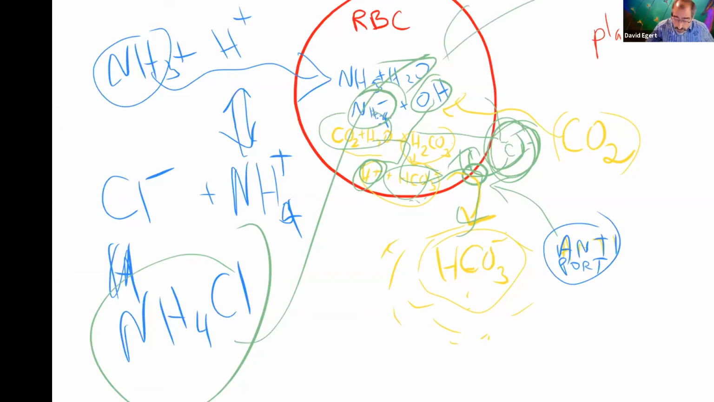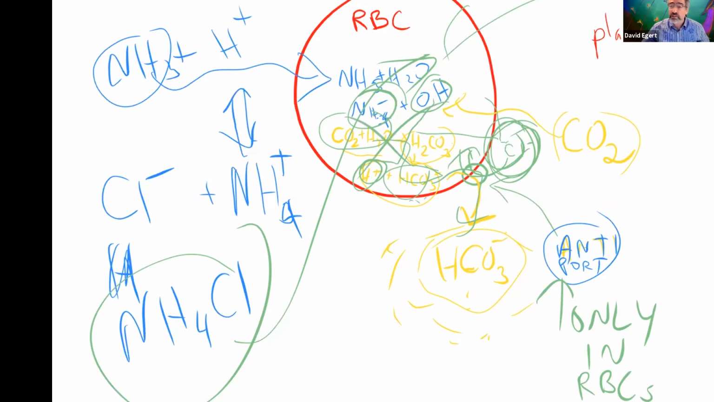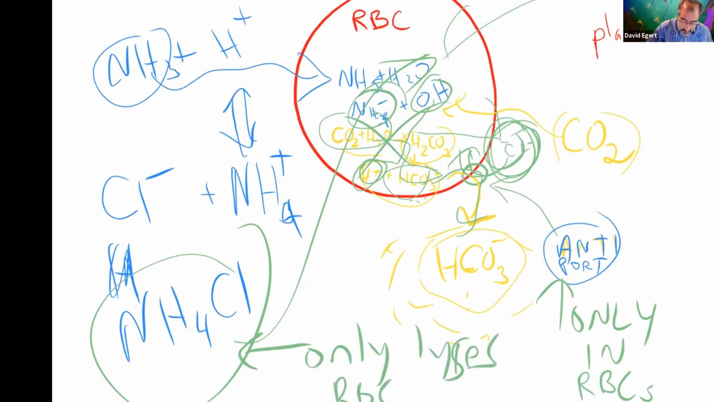But it's only in RBCs. This antiport does not exist in white blood cells, so this whole thing doesn't happen. So this only lyses RBCs. And that's because only RBCs have this antiport that's necessary for this whole process to happen.